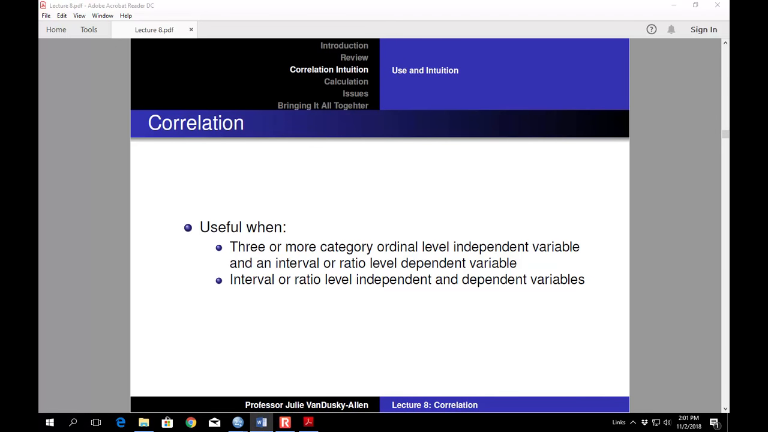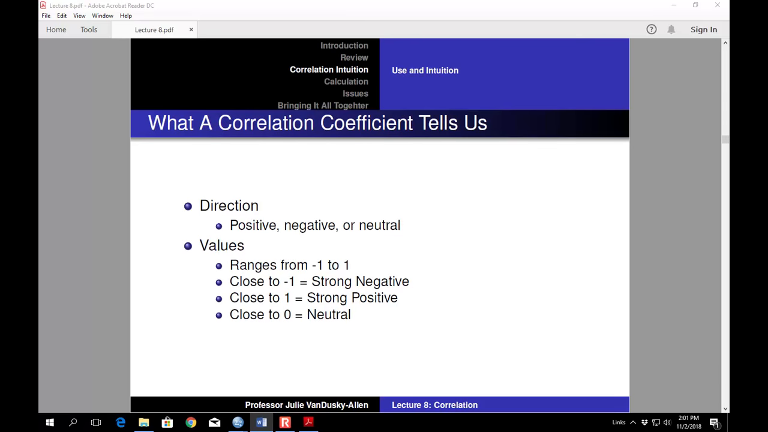A correlation analysis is useful when we have a 3 or more category ordinal level independent variable and an interval or ratio level dependent variable, or interval or ratio level independent and dependent variables. A correlation coefficient tells us the direction of the relationship between two variables. It tells us if one variable increases, the other variable increases, decreases, or stays the same.